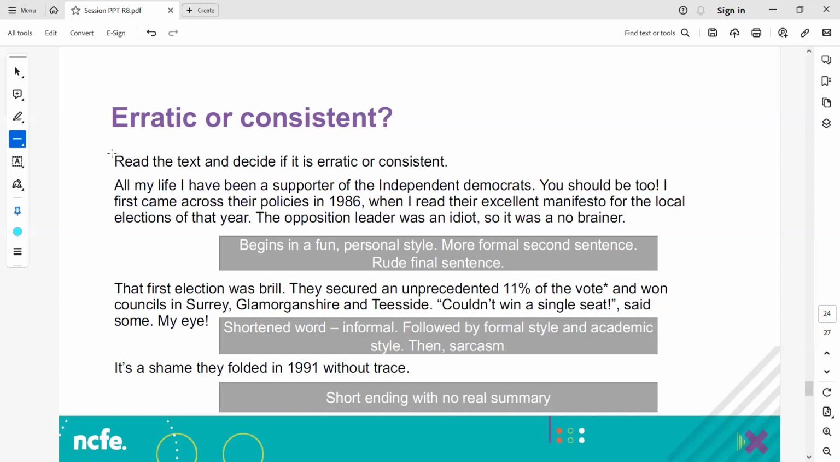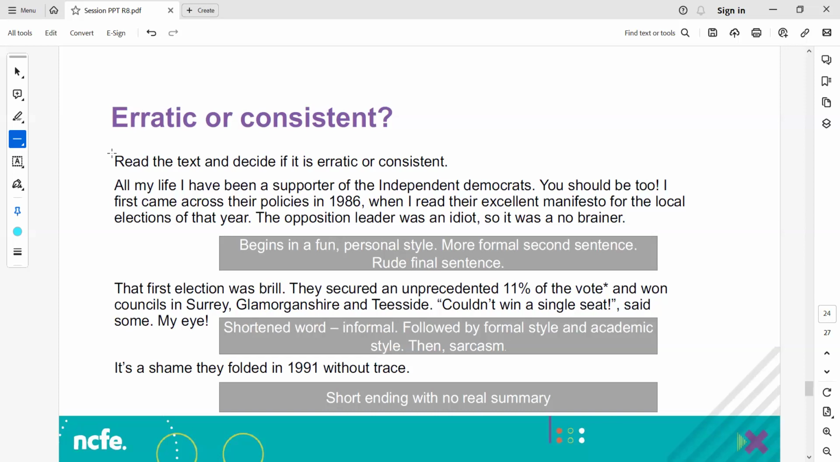All my life, I've been a supporter of the Independent Democrats. You should be too. I first came across their policies in 1986 when I read their excellent manifesto for the local elections that year. The opposition leader was an idiot, so it was a no-brainer. That first election was brilliant. They secured an unprecedented 11% of the vote and won councils in Surrey, Glamorganshire and Teesside. Couldn't win a single seat, said some. My eye. It's a shame they folded in 1991 without trace.